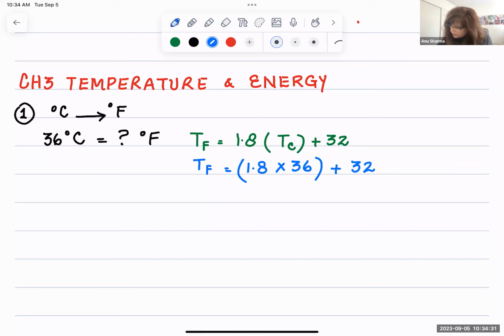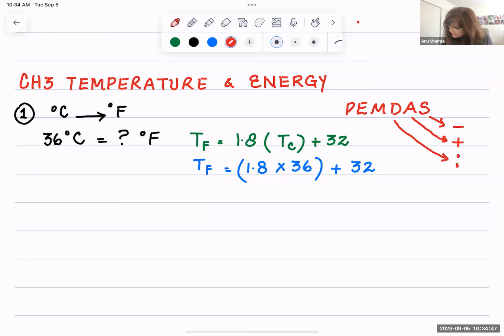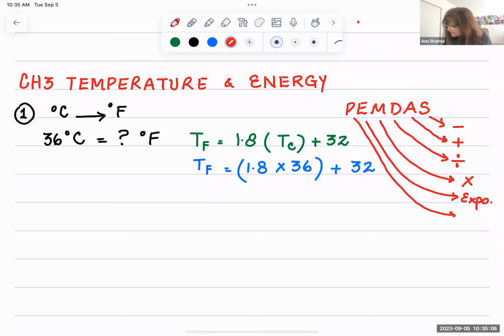So we will have to follow the rule of PEMDAS: Please Excuse My Dear Aunt Sally. This stands for subtraction, this stands for addition, this stands for division or fractions, and this stands for multiplication. This is the exponent, and P stands for the parentheses, something that is in parentheses. So you always solve that first.